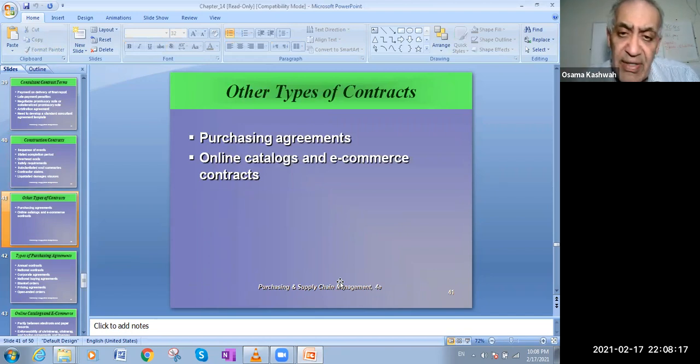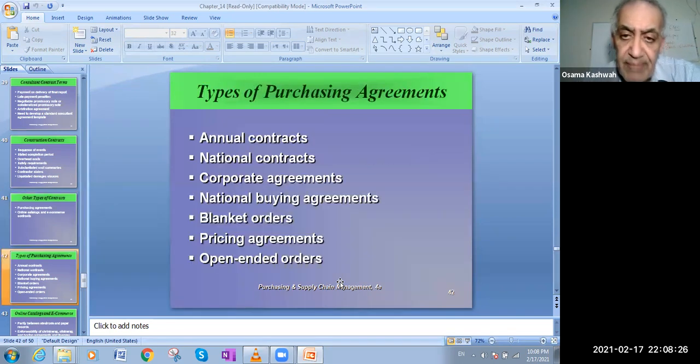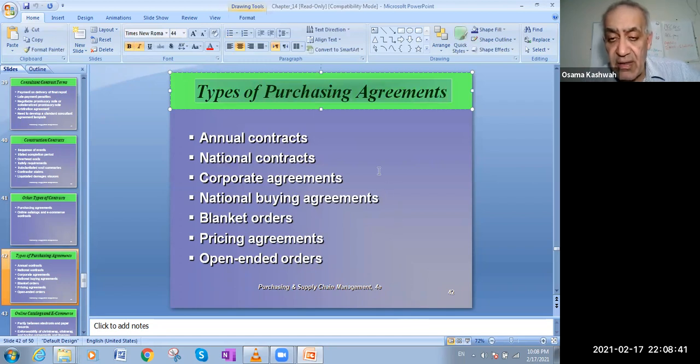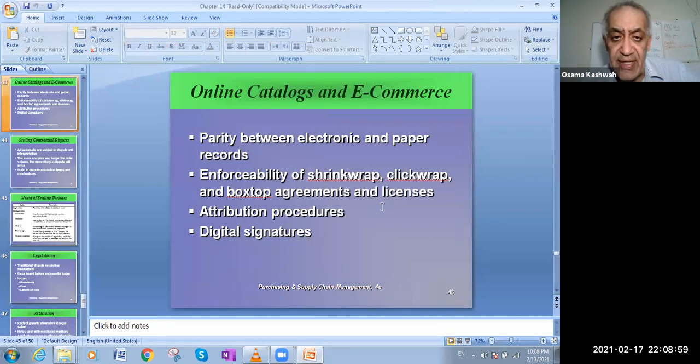Other types of contracts are purchasing agreements, online catalogs, and e-commerce contracts. This also goes in it. And types of purchasing agreements. This is very important, guys. This may be the most important part in this chapter: annual contracts, national contracts, corporate agreements, national buying agreements, blanket orders, pricing agreements, and open-ended orders. Those are the types of purchasing agreements.